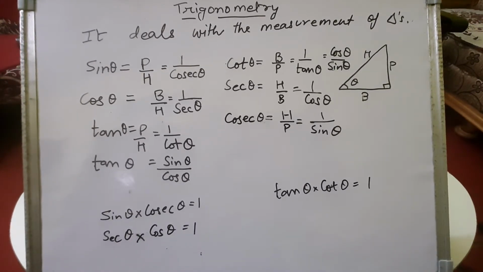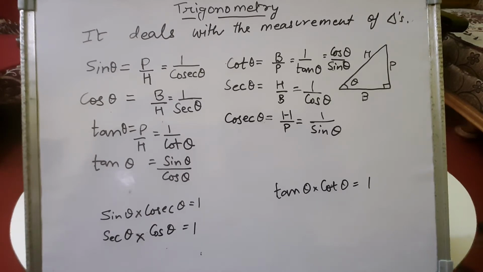Now children, there are basically 6 trigonometrical ratios that relate the sides of the triangle. Sine relates the perpendicular and the hypotenuse, and sine theta can be written as 1 upon cosec theta. Cos theta relates base and hypotenuse, and cos theta can be written as 1 upon sec theta. Tan theta relates perpendicular and base, and tan theta equals 1 upon cot theta. That can also be written as sine theta upon cos theta.